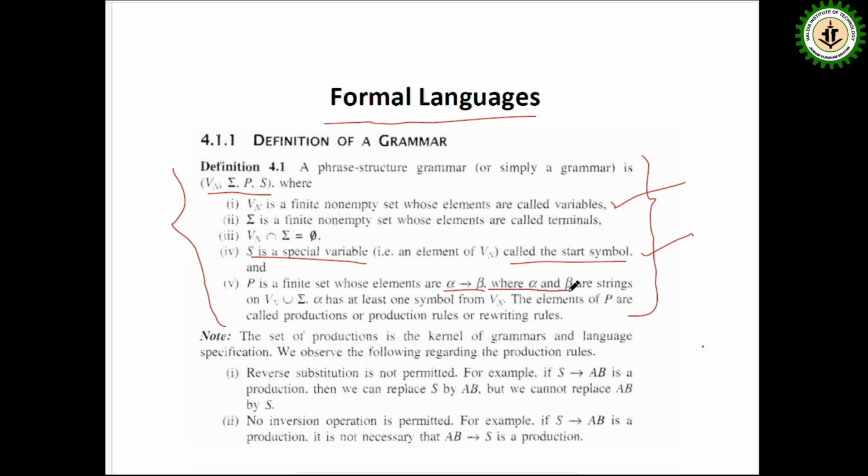Here alpha and beta are strings on Vn union sigma. That means alpha must contain at least a variable, at least one symbol from V. Here it signifies that alpha has at least one symbol from V. The elements of P are called productions or production rules. So if there is an alpha and beta, it is a production.